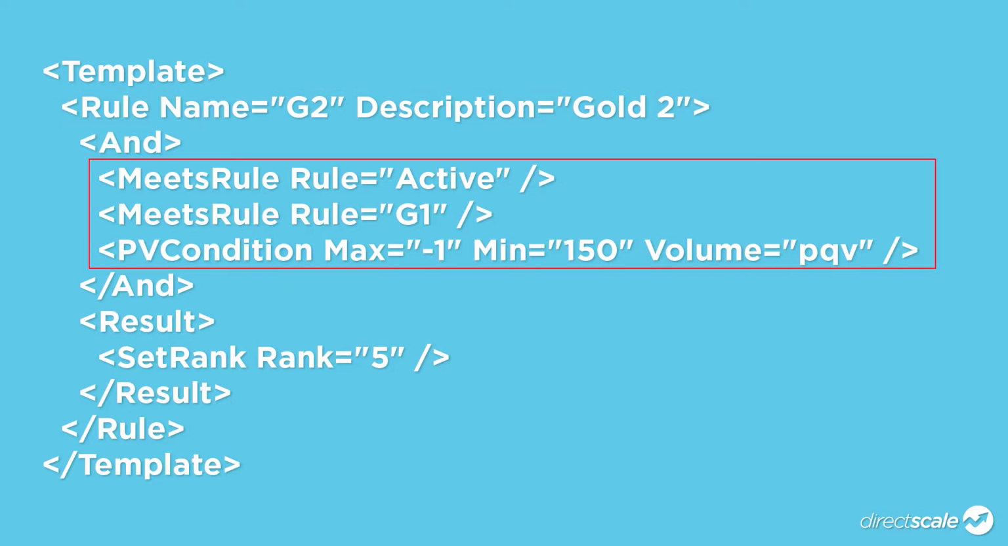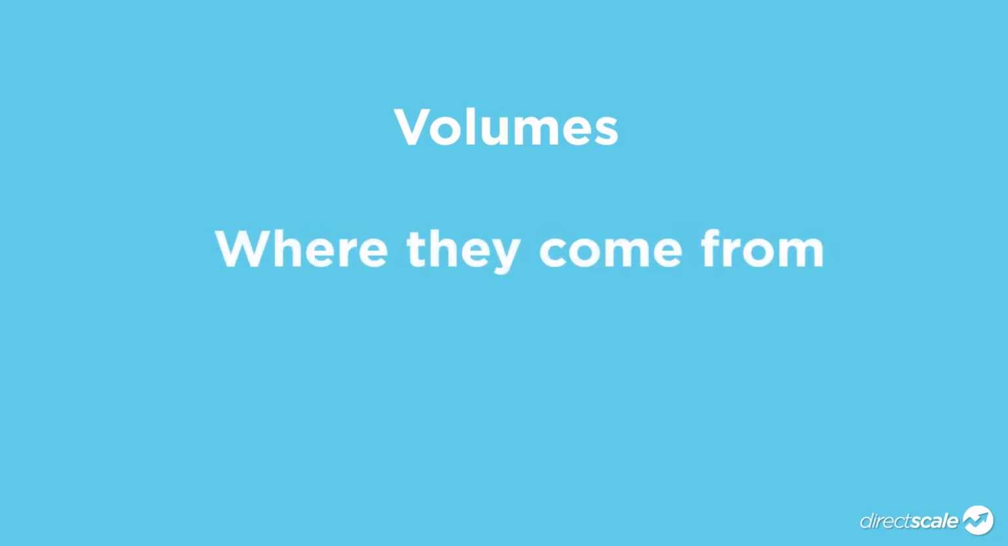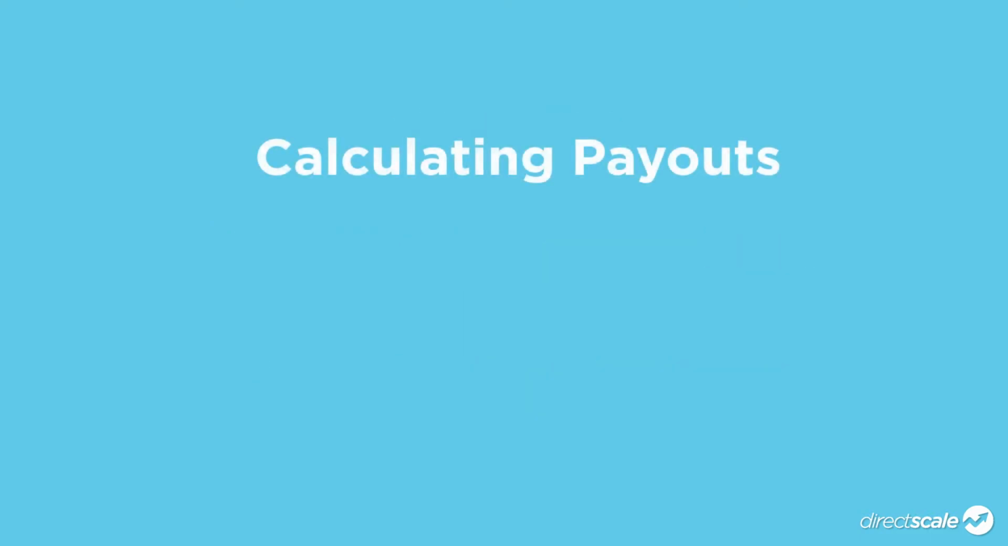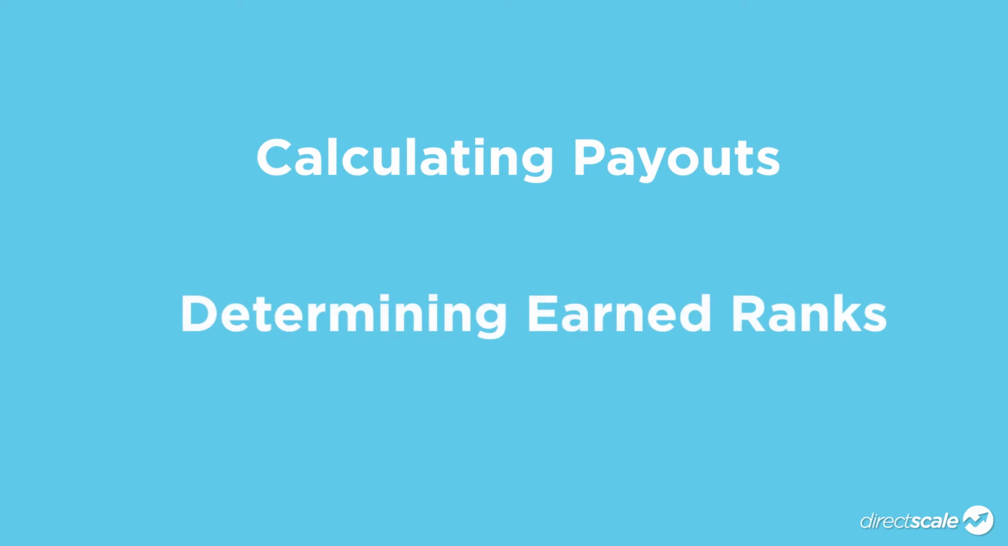In this example, the associate needs to meet the conditions for active and G1, as well as have at least 150 personal volume from volume equals PQV. You must define these terms elsewhere in the template. As you build your commission template, you define different types of volume, where they come from, and how to earn them. You then use these volumes later on in calculating payouts and determining which rank the associate has earned.